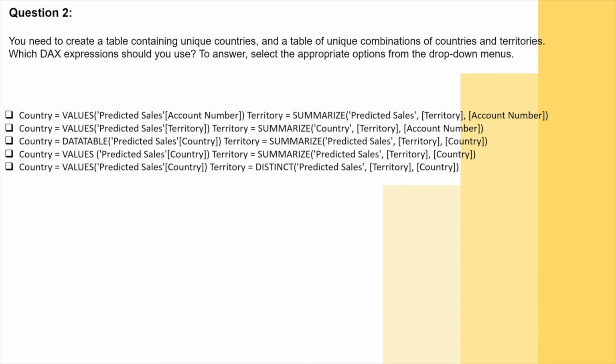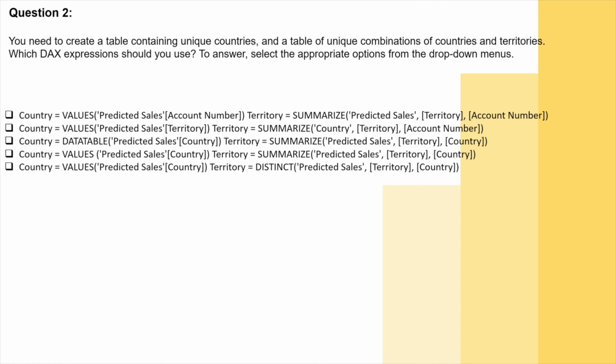Now let's move on to question number 2. For the same case study, now you need to create a table containing unique countries and a table of unique combination of countries and territories. Now which DAX expression should you use? To answer, select the appropriate options from the drop down menu. Option 1 is country is equal to values, under brackets we have predicted sales account number. Territory is equal to summarize predicted sales comma territory comma account number.